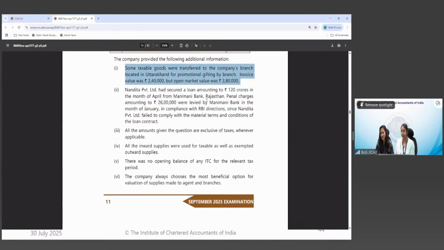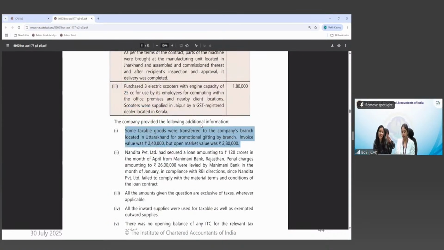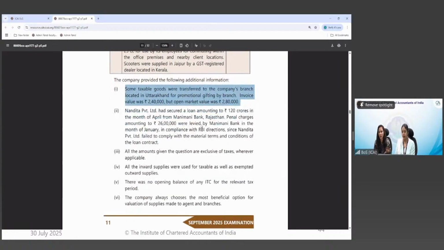So when you read the question, just give a quick glance to the complete question. Somewhere we see that outward supplies are mentioned, but in adjustments, you have to segregate whether it is an outward supply or an inward supply. Similarly, this adjustment number 2 is based on the latest circular amendment.